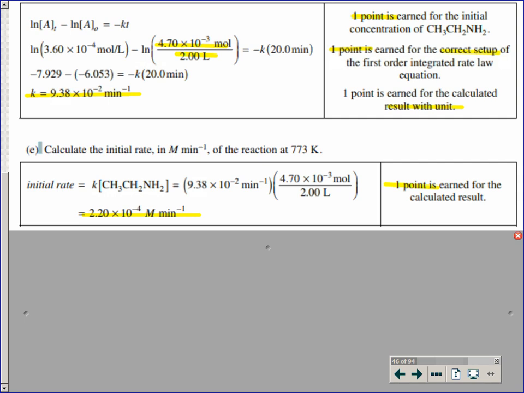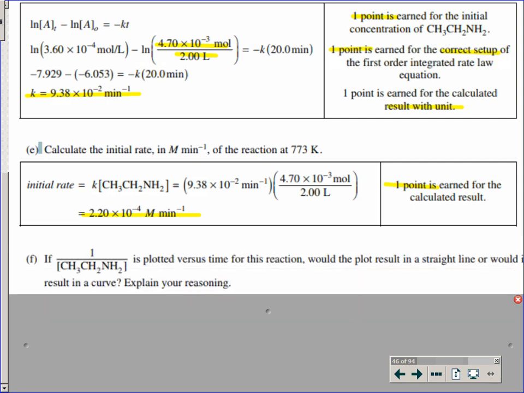Again, you had to self-calculate that, and then you got 1 point for your calculated result. And this should make sense because rate is always concentration per time, or molarity per minute here in this case. And there must have been 3 sig figs the whole time here, so we're sticking with it. Thumbs up when I can move on.